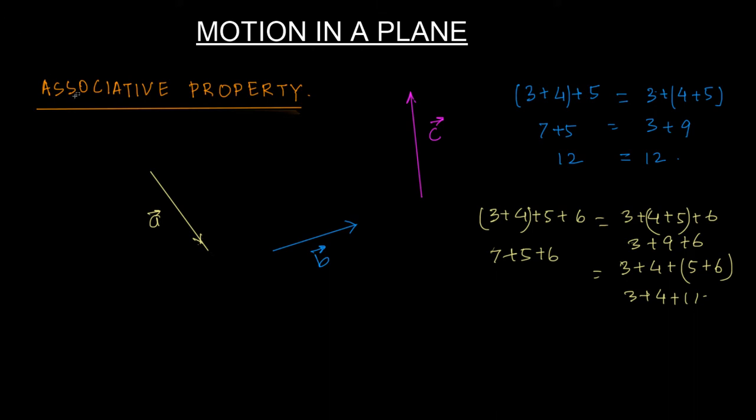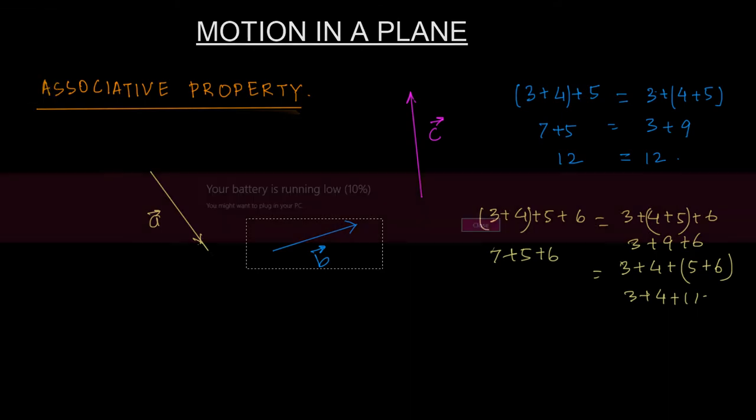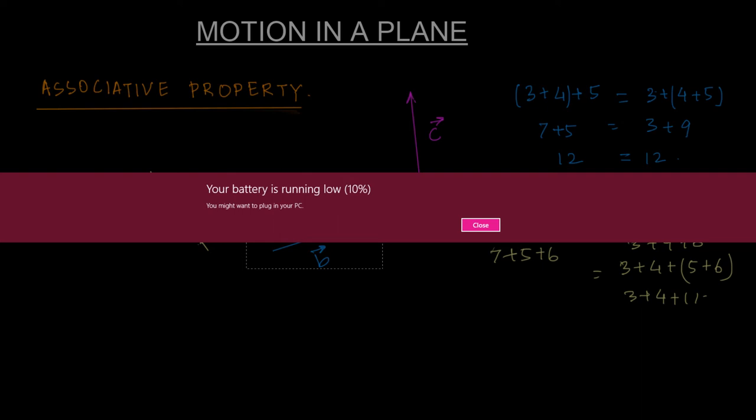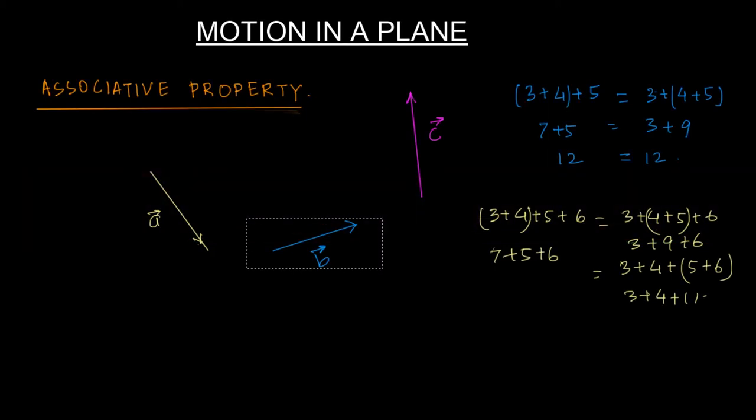Now the same thing holds for vectors. So what it says is, either you add A to B first. Okay, so I'll try to copy this. I'll copy this, I'll try to paste it, and I'll just put it like that, right?